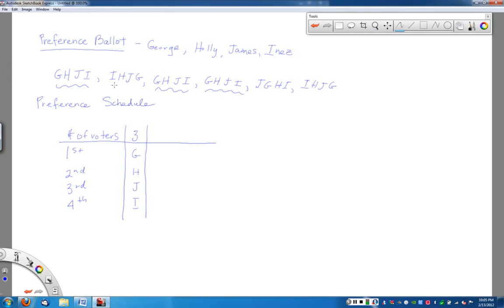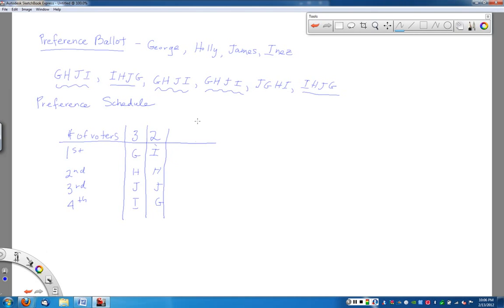In this case, my next set here has Inez in first place, and then Holly, and then James, and George last of all. So if I look here, did anybody else have the same preference schedule, IHJG? I see here, IHJG, I have another person that had exactly the same voting preference. And so when I come here, I would just say, in summary, two of my voters had this same preference for first through fourth place.